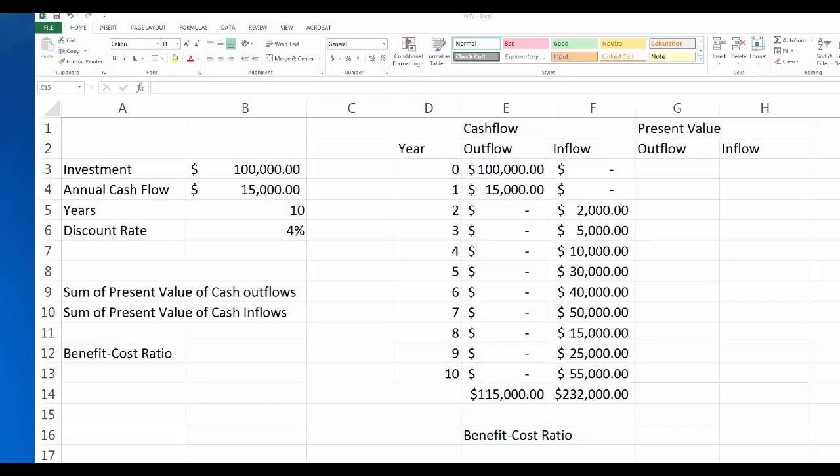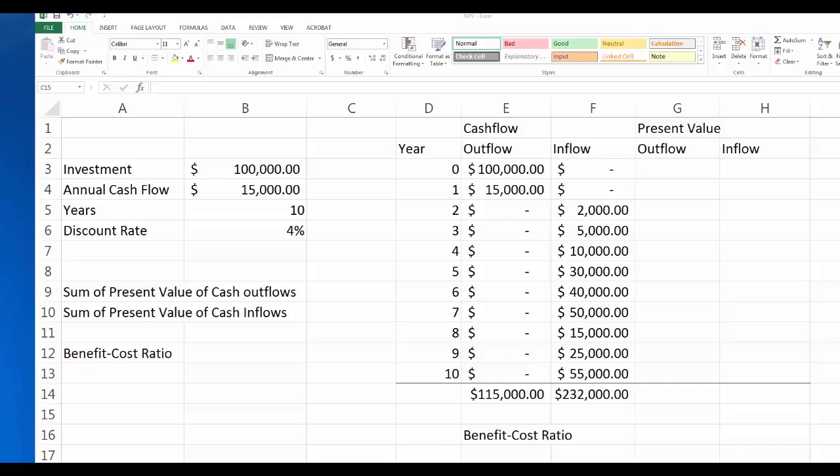In this video, we're going to learn how to set up a Microsoft Excel spreadsheet to calculate the benefit to cost ratio. The benefit to cost ratio is very similar to the net present value. The net present value is going to take the present value of all cash inflows and all cash outflows. Outflows is money that you're spending, and inflows would be money that the investment is giving you back.